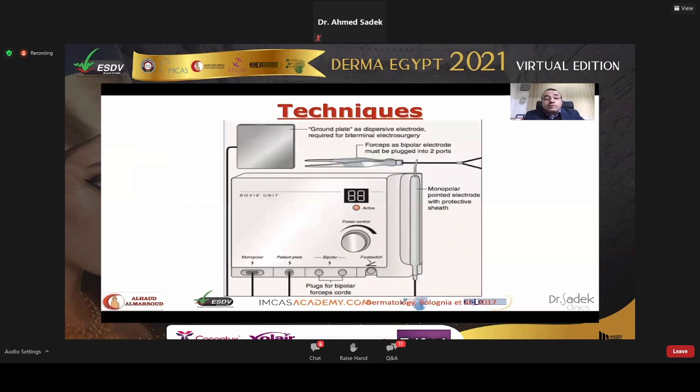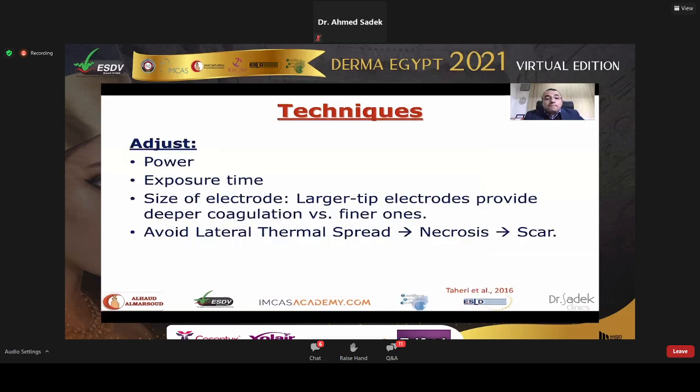This is the shape of the device that we use. Some of them have a ground plate, others do not, and there is variance in the power of electricity in each type. When we use the device, we have to adjust the power, the exposure time, and we have to use the proper size of the electrode and avoid lateral thermal spread, which will lead to tissue necrosis and scarring.